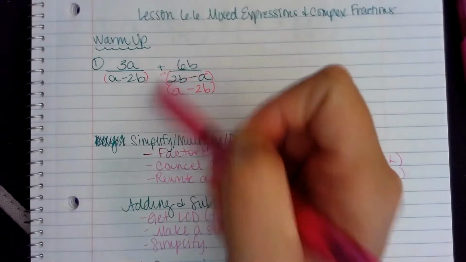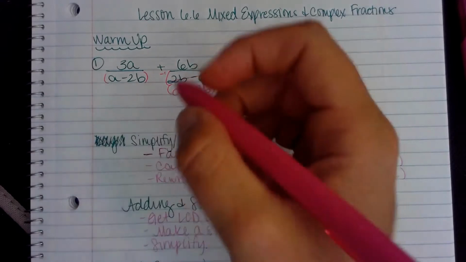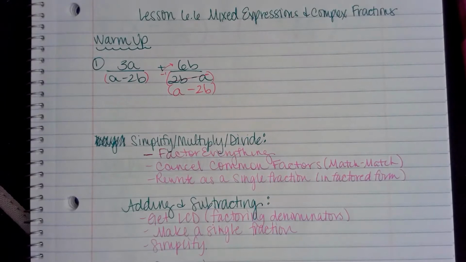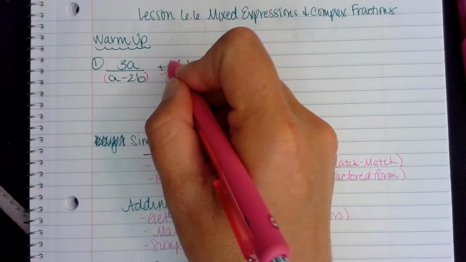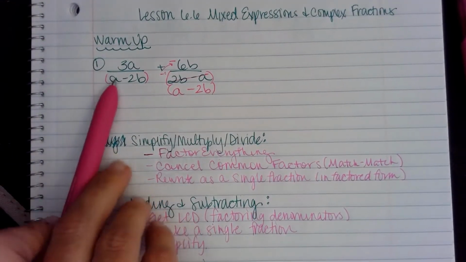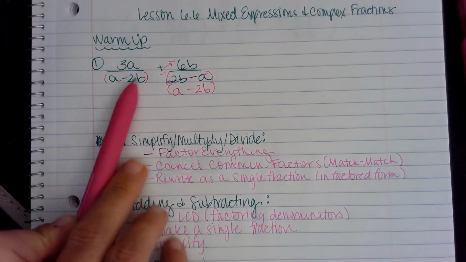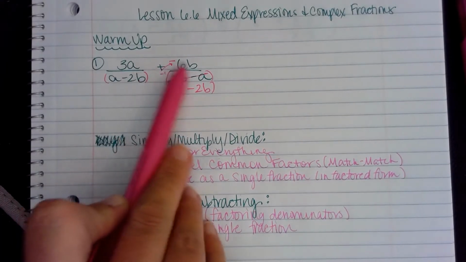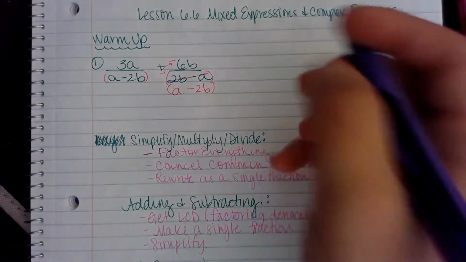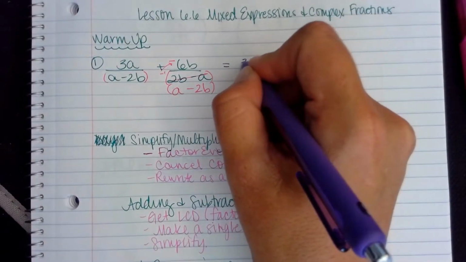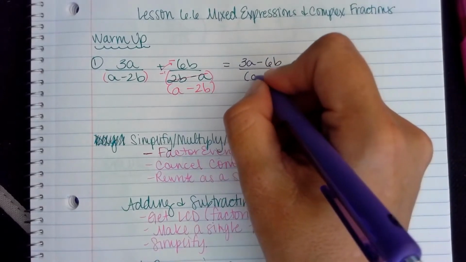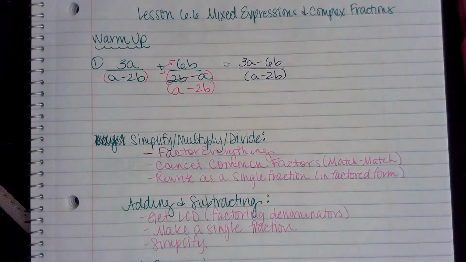So now I have this -1, and what do I do with that -1? Well, the easiest thing to do with it would be to move it up there. So now, if I move it up there, -1 times 6b is just -6b. So these have a common denominator, and I have 3a plus -6b. Well, if they have a common denominator, what that means is that technically I can just add straight across. So I have 3a minus 6b all over a minus 2b.